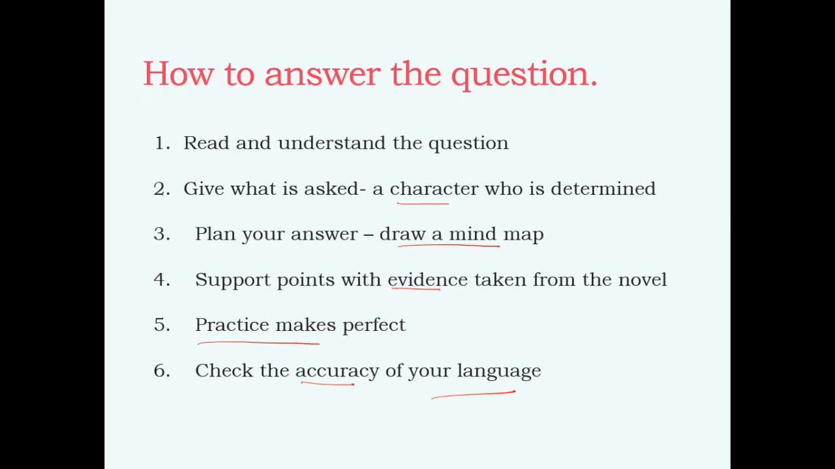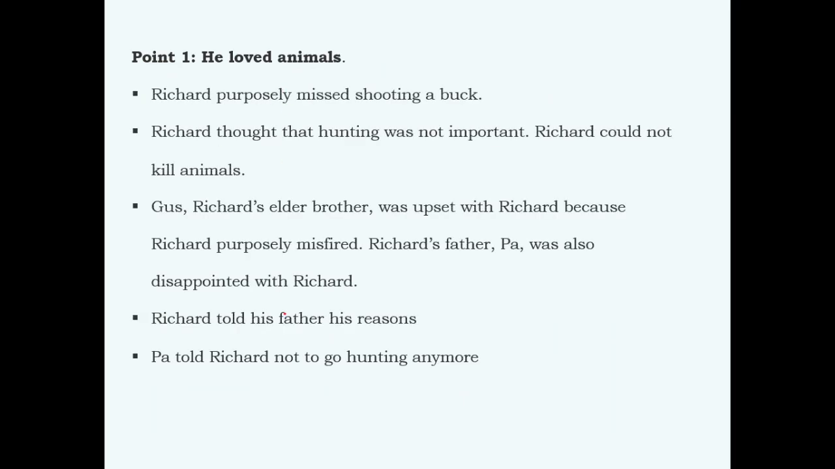For example, I've taken Dear Mr. Kilmer. My first point is that he loved animals. I described how he loved animals: he went on a shooting range with his family and missed shooting a buck. Everybody was surprised that he didn't shoot it, and he told his father that he doesn't shoot animals because he loves them. Then the father told him not to come anymore. So he loves animals; that is a quality.